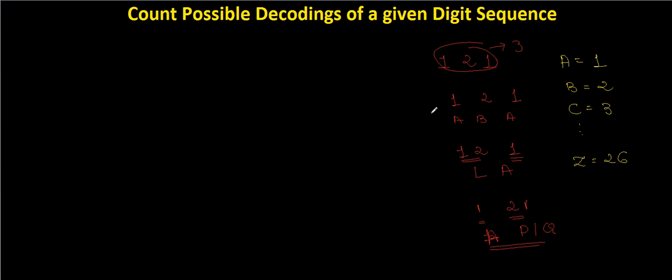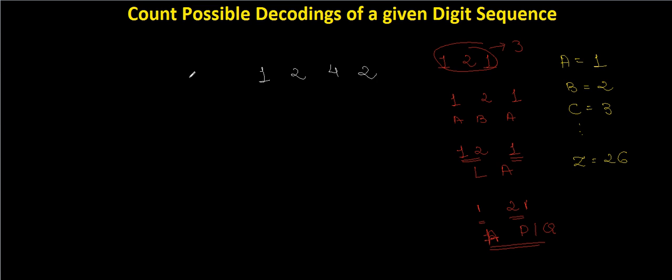There can be various ways for other long strings like 1, 2, 2, 1, 1, 2, 3, 2, 4, and so on. So we need to find in how many ways we can decode the string. So let's first build up the strategy. For that, let's take an example in which slightly more complex cases can come, like 1, 2, 4, 2.